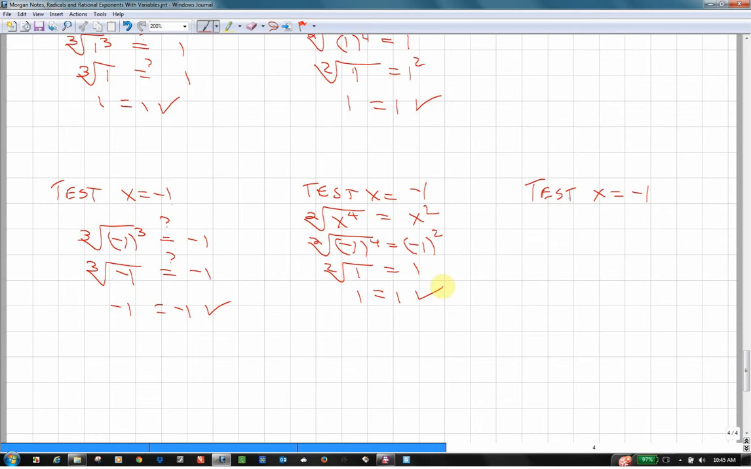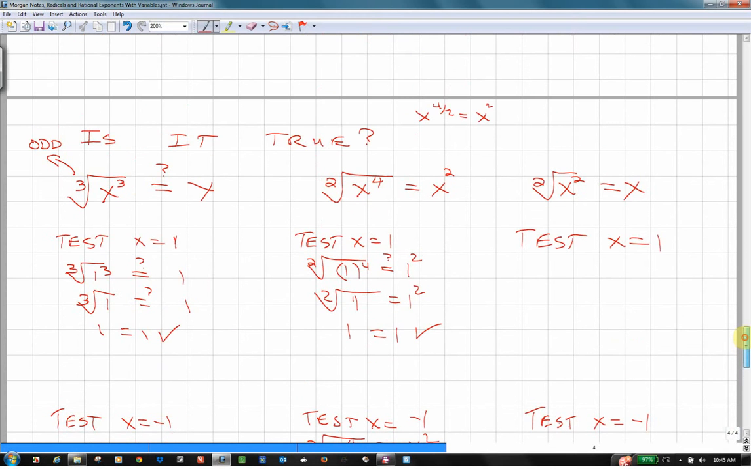Let's do another test case. Okay, now I have the square root of x squared, and to the 1/2 power in rational exponent form. Looks right to me. Let's test it out. All right, so I'm going to test 1. So I've got the square root of 1 squared, putting 1 in for the x. Is that true? 1 equal to 1. Yeah, it's true. Okay, so far so good.